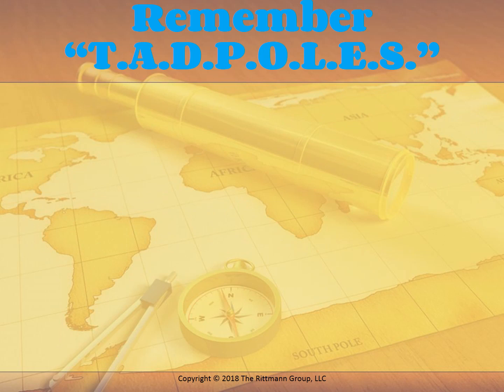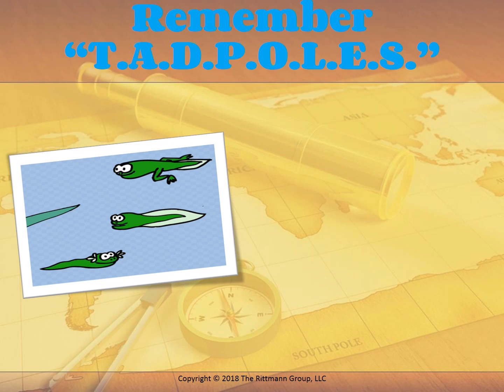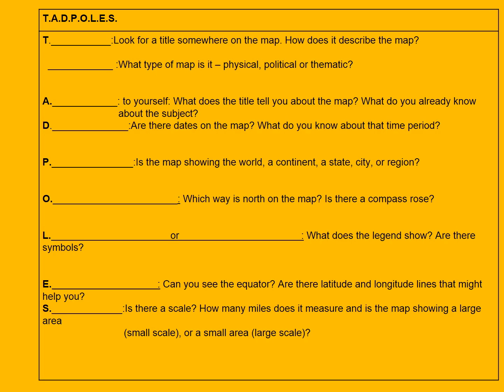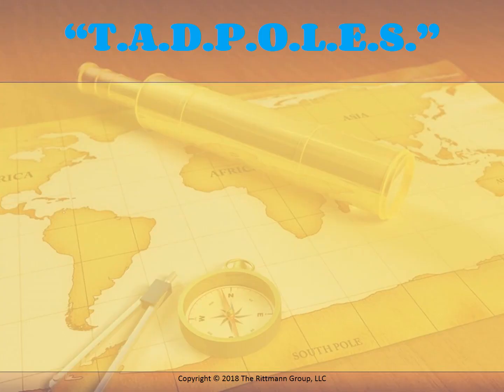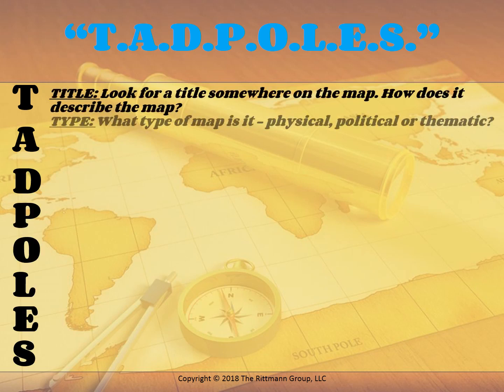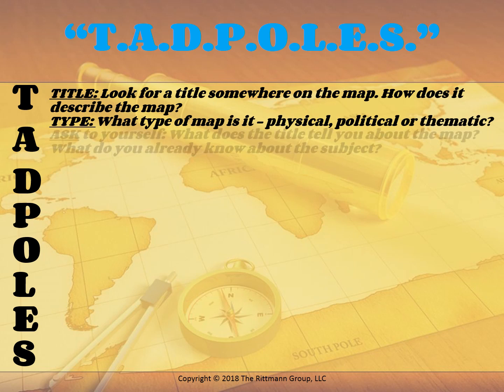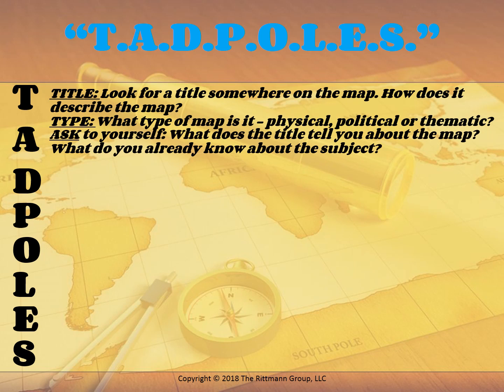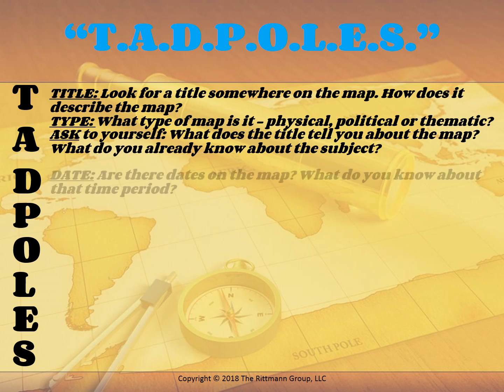Remember TADPOLES. This is very, very important. Not those kind of tadpoles, but TADPOLES in your notes. As we go through this section, write down the letters and the words that go with the corresponding letters. TADPOLES. T, A, D, P, O, L, E, S. T is for title. Look for the title somewhere on the map. How does it describe the map? Type, what type of map it is: physical, political, or thematic. A, ask yourself, what does the title tell you about the map? What do you already know about the subject based on that title?